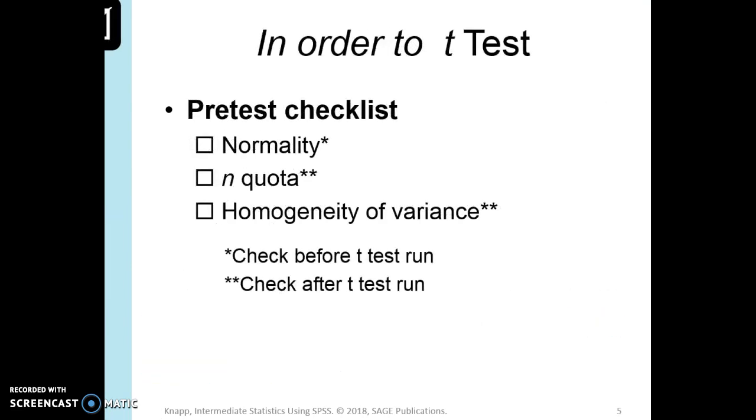Before you can run a t-test, there are some tests that you have to do on the data. You have to check the data to find out if it can be used in a t-test. You're going to check it for normality, N quota, and homogeneity of variance. I think you probably have an idea of what those are, but we're going to talk about them a little bit.